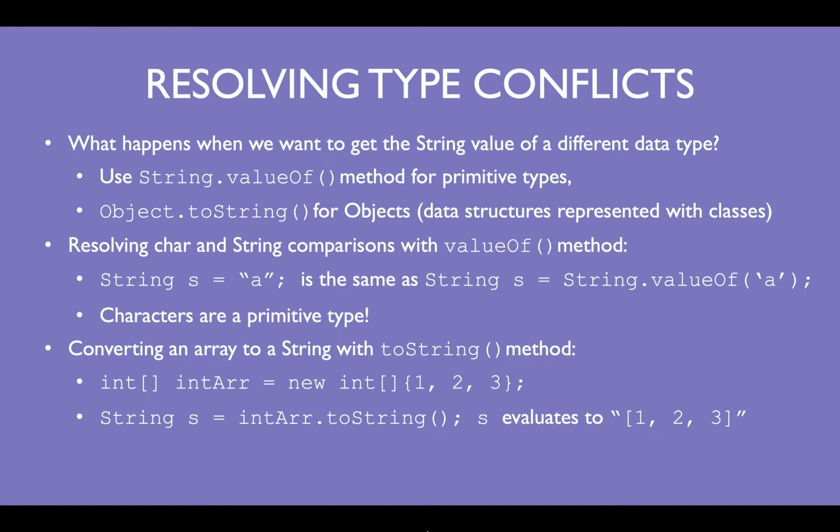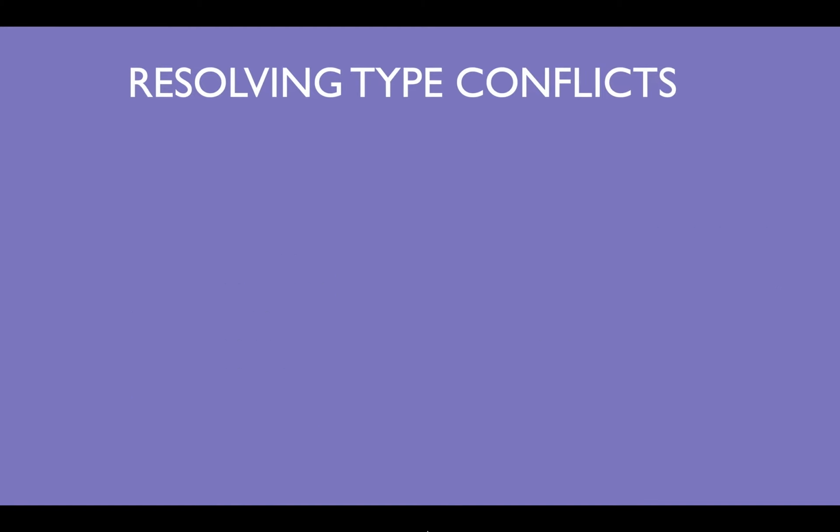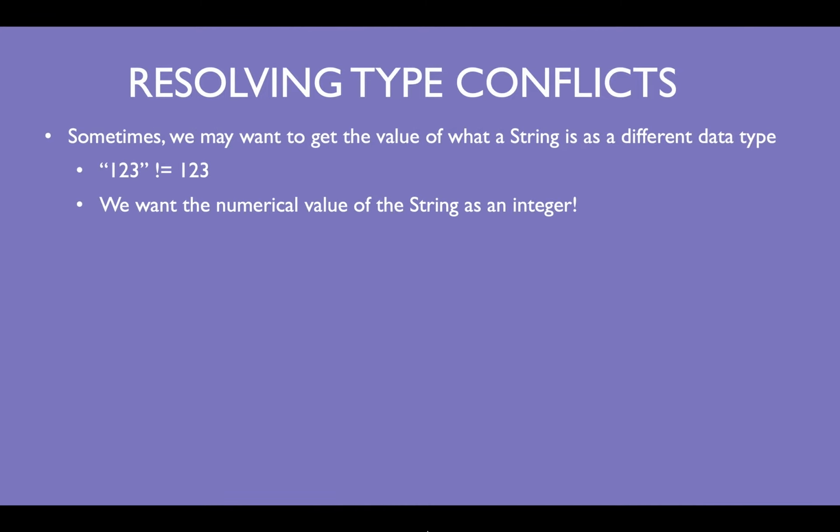Moving on to the other instance, sometimes we may want to get the value of what a string is as a different data type. Let's say we want to do some math on this 123, but we are given 123 as a string for whatever reason. We want the numerical value of the string as an integer. To solve this issue, we also have two options.